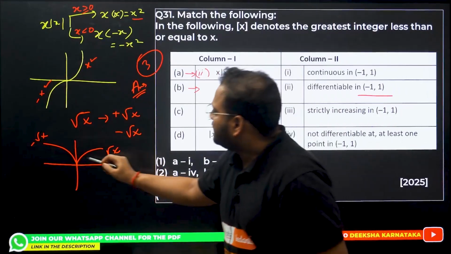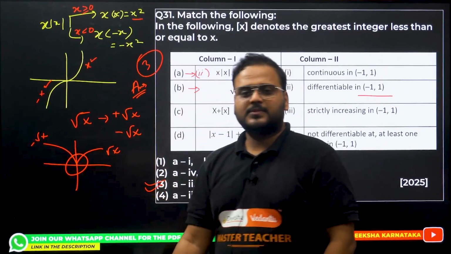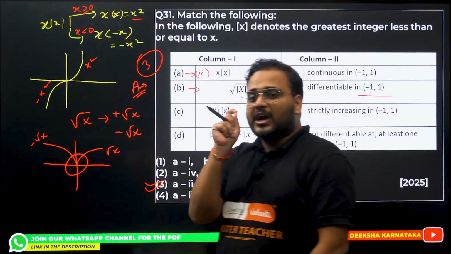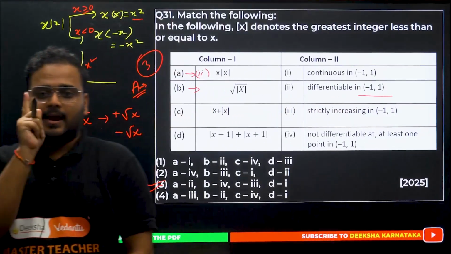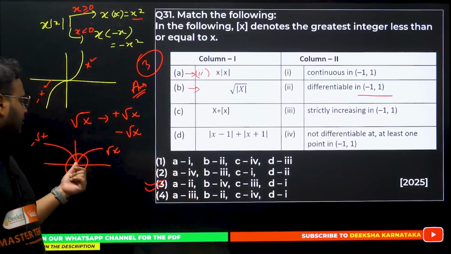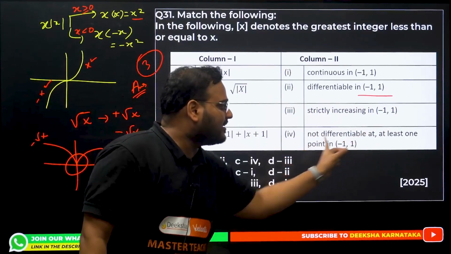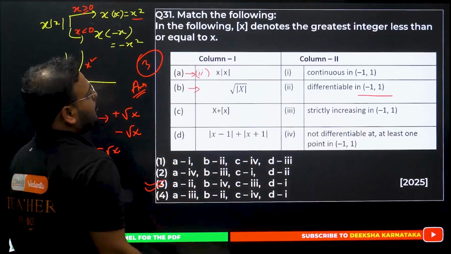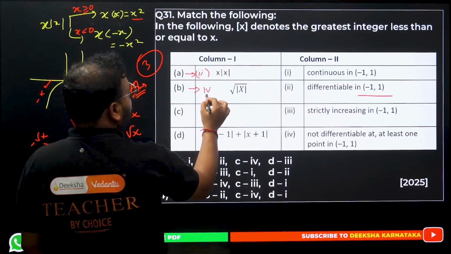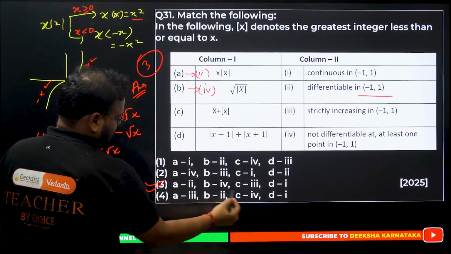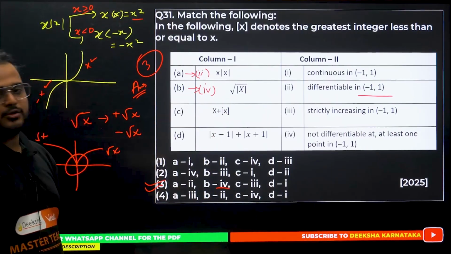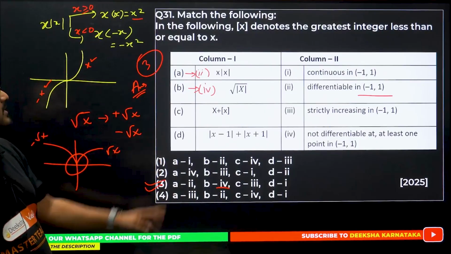Look at this. Sharp corner. It means non-differentiable at one point, which is at the point 0. What is this? Not differentiable at least at one point in the given domain minus 1 to 1. So for B, the option is 4. Check this out. Same you can apply to options C and D also.